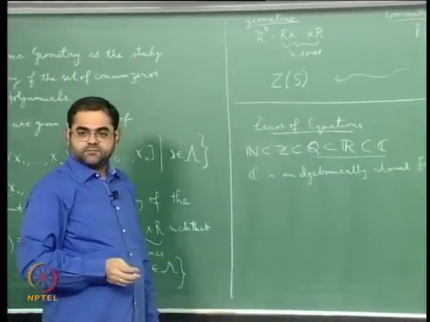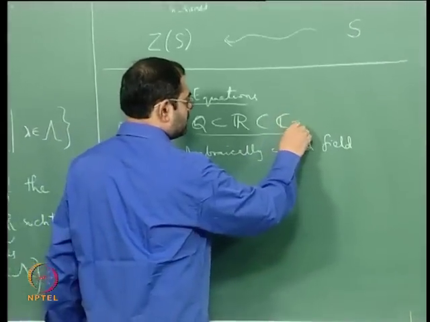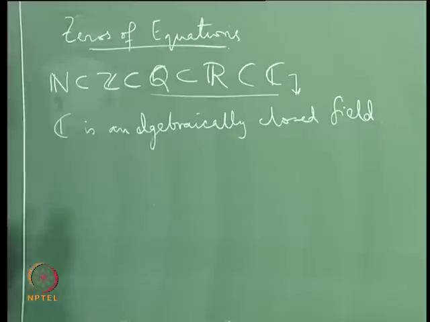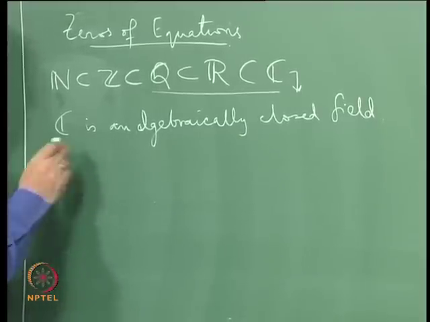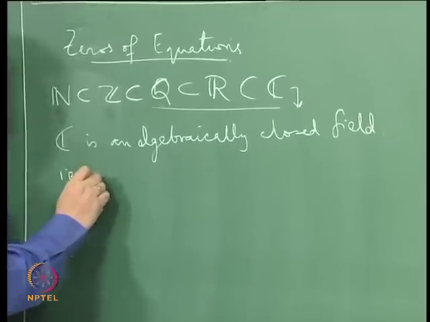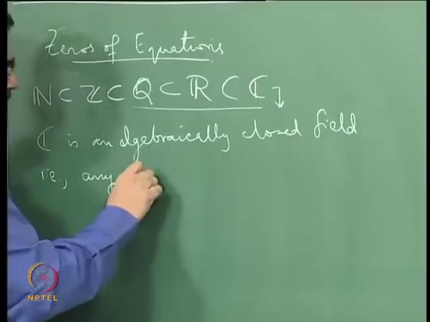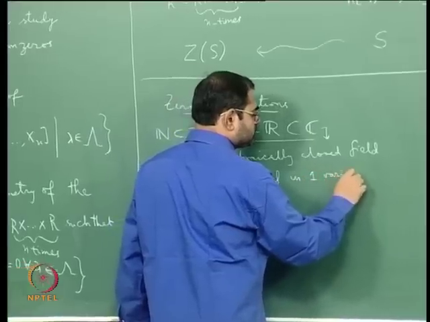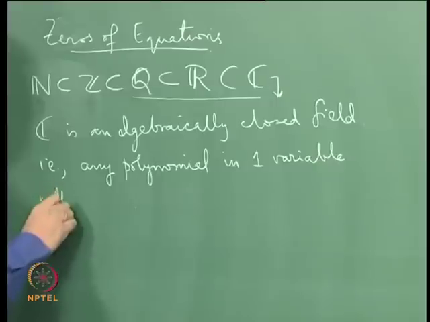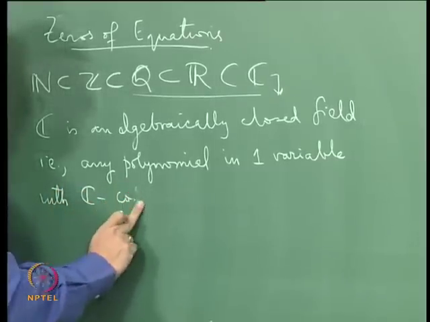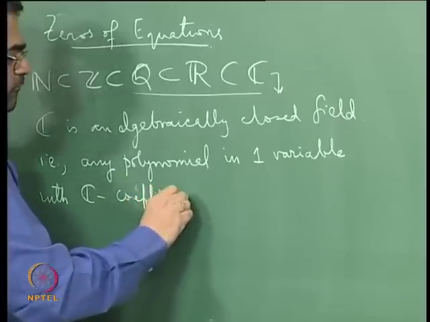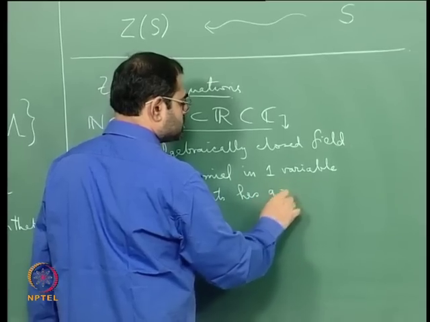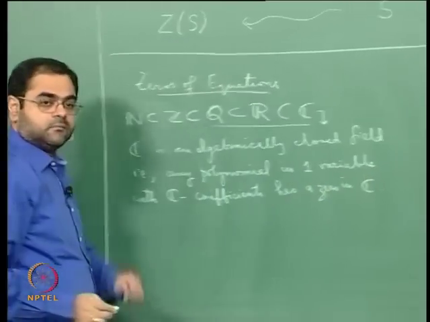C is an algebraically closed field. And what does this mean? That is, any polynomial in one variable with C coefficients has a zero in C.